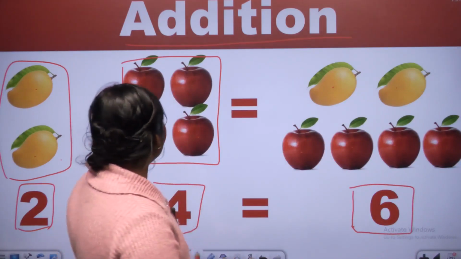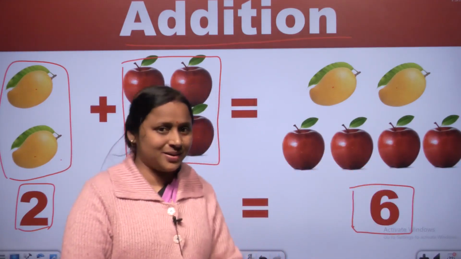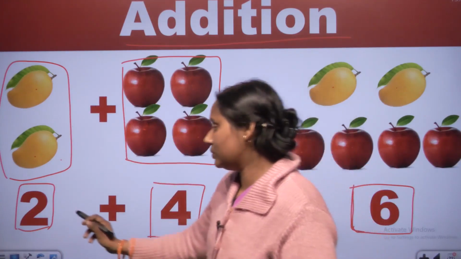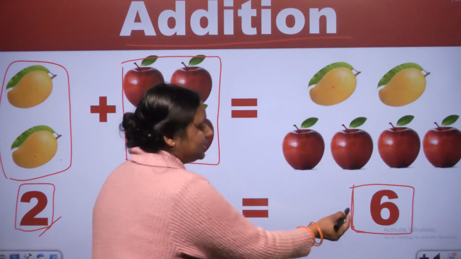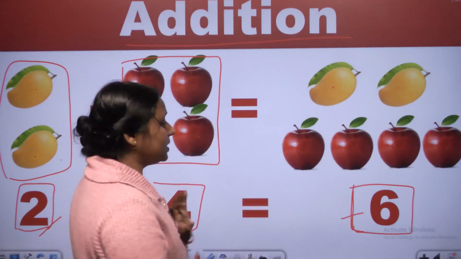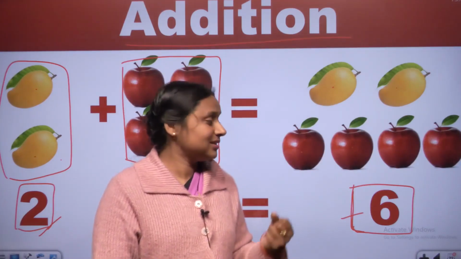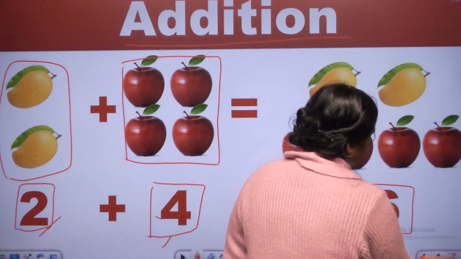Okay, this 2 is addend and this one is sum. Okay, here 6 is sum. Okay, 2 plus 4, 2 is addend, 4 is addend. Okay, and 6 is sum. 2 plus 4 is equal to how much? How many number we get? 6. Okay.